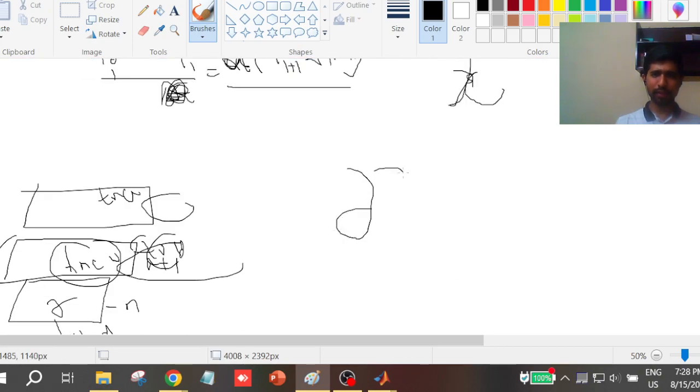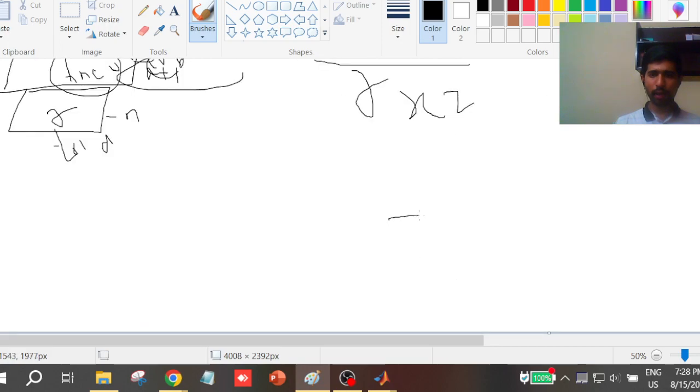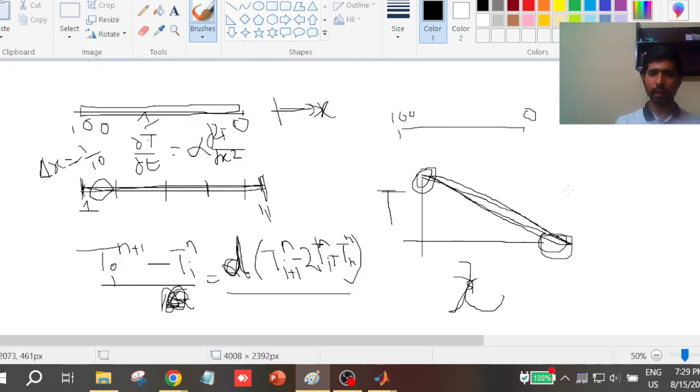Steady state, dou T by dou t is 0. Del square T by del x square is equal to 0. So what will it end up as? T is equal to ax plus b, right? So it's a straight line. T is equal to ax plus b. So that is the steady state result.